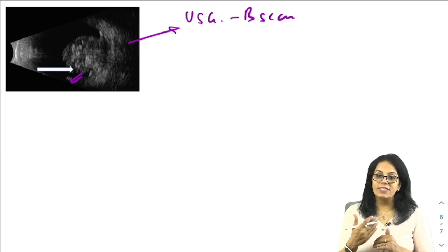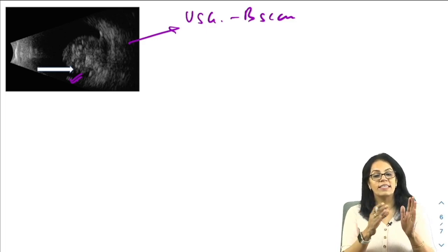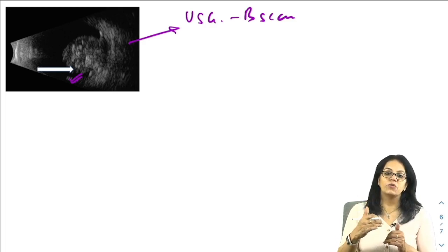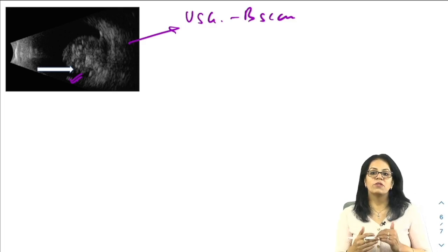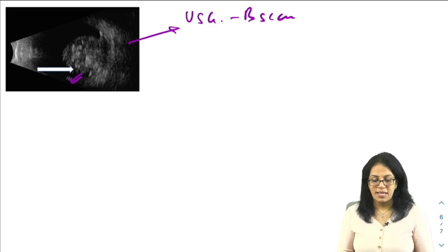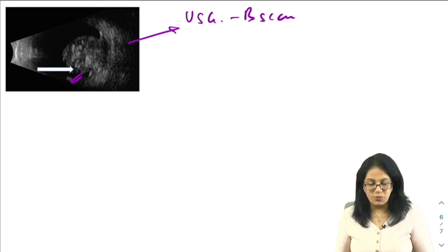And revise your staging of retinoblastoma, which is the international classification of retinoblastoma, which divides the stage 1. It is for intraocular tumors, where it is dividing it into groups A, B, C, D, E. Okay, so I want you all to, I'm not going to take that in detail this session, but please revise it. Okay, thank you so much.